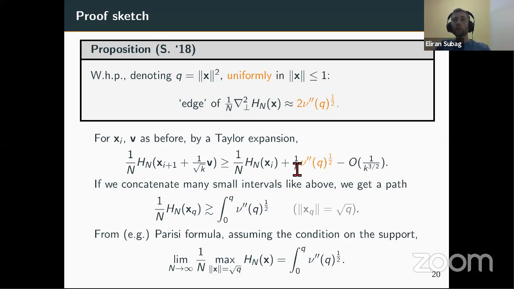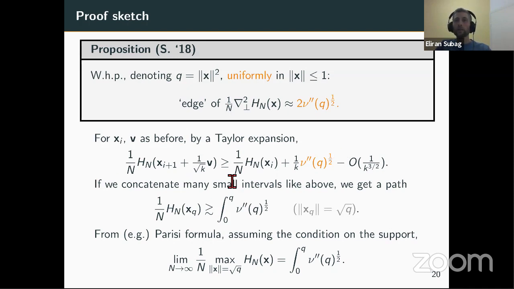So you want to control the energy on this path. So you need to control the Hessian, because that's how you choose the direction, at any point on the path. But you can actually control it uniformly in the ball. What you can prove is, in an appropriate sense, that for any point in the ball, the edge of the spectrum of the Hessian computed on the orthogonal space is roughly 2 times nu double prime of q to the power of half, and q and x are related by this condition. Okay, so the radius of x is square root q.